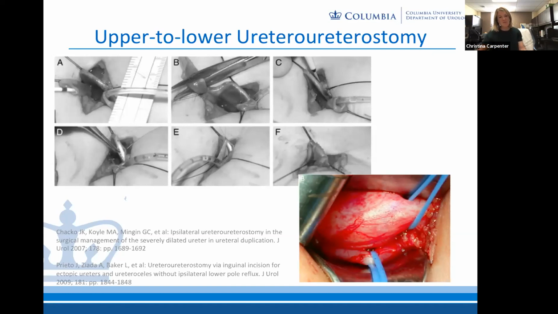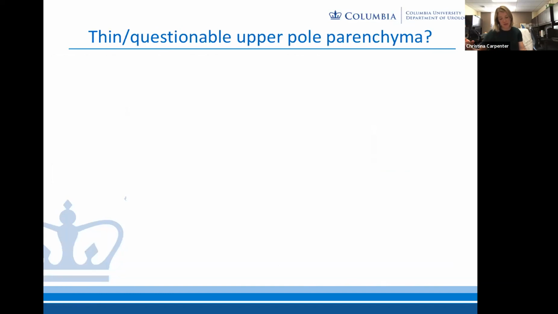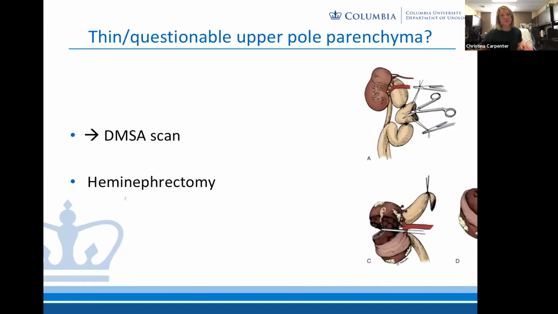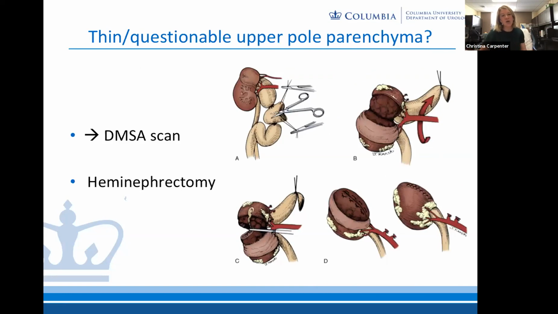ureterostomy. But what if the parenchyma didn't appear as healthy in that upper pole moiety? A good option for that patient would be to go forward with a DMSA. I know that Dr. Saltzman alluded to a MAG3 scan. DMSA scans, I know from my training in fellowship and residency, are not as widely available.